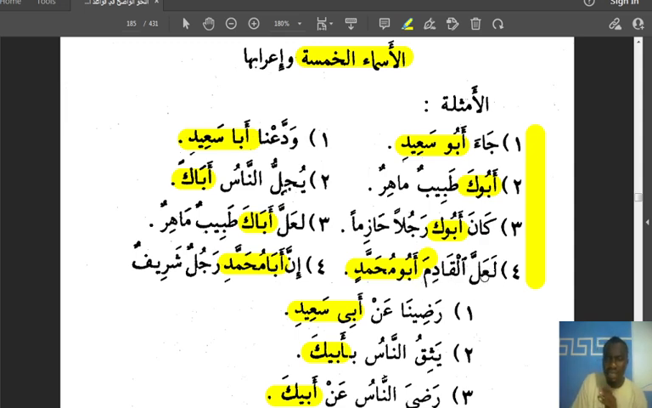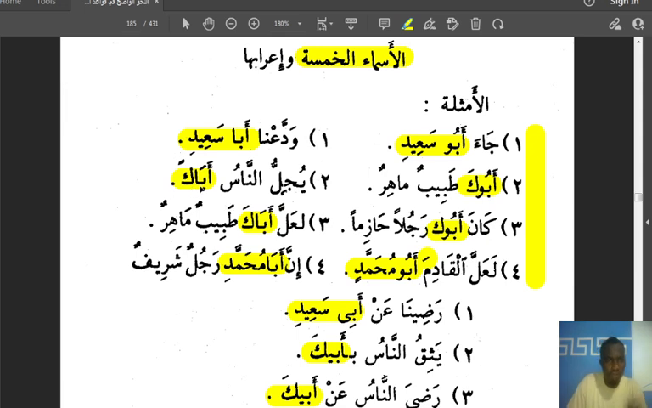لعل القادم أبو محمد، لعل is also من أخوات إن. لعل يصير حرف رجاء مبني على الفتح لا محل له من الإعراب. القادم اسم لعل منصوب وعلامة نصبه الفتحة. أبو خبر لعل مرفوع وعلامة رفعه الواو لأنه من الأسماء الخمسة وهو مضاف. محمد مضاف إليه مجرور وعلامة جره الكسرة. أوكي. ودعنا فعل وفاعل. أبا مفعول به منصوب وعلامة نصبه الألف لأنه من الأسماء الخمسة وهو مضاف. سعيد مضاف إليه مجرور وعلامة جره الكسرة.